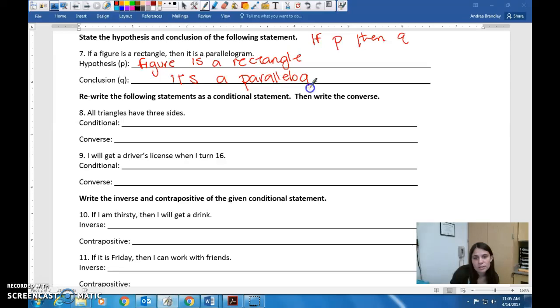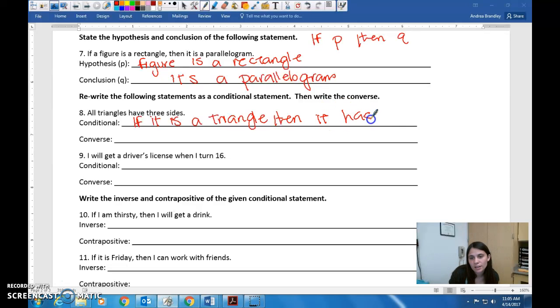The way that number 7 is written in if-then form is referred to as a conditional statement, which is what we're asked to do right here on number 8. So all triangles have 3 sides. Okay, well, that means that if it is a triangle, then it has 3 sides.